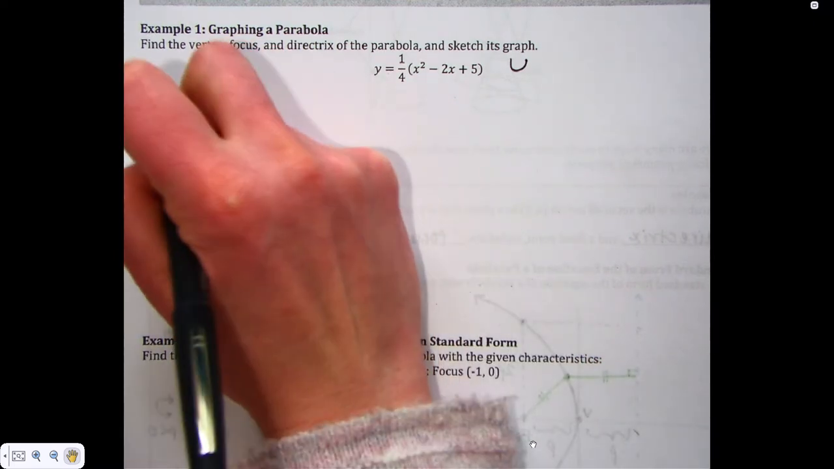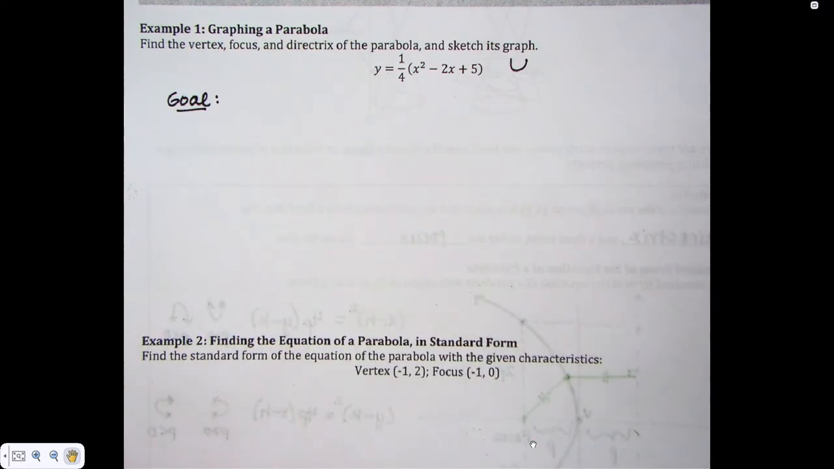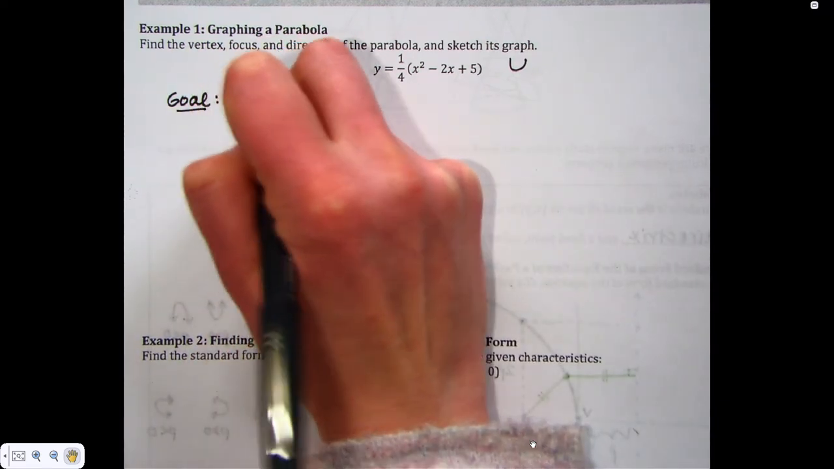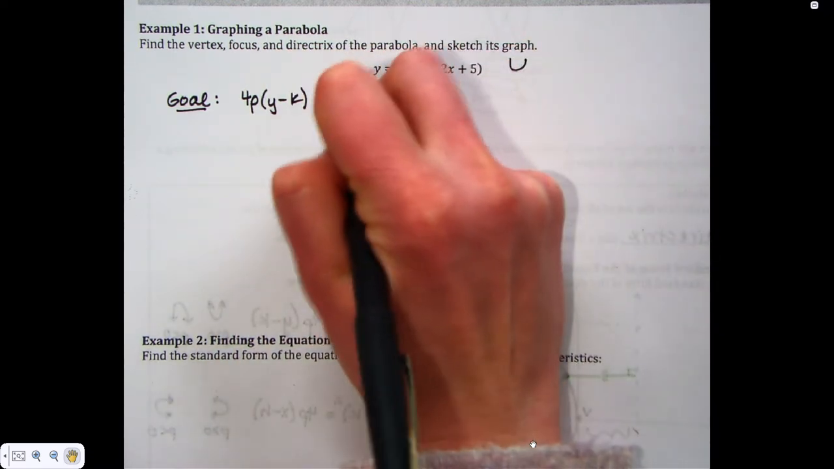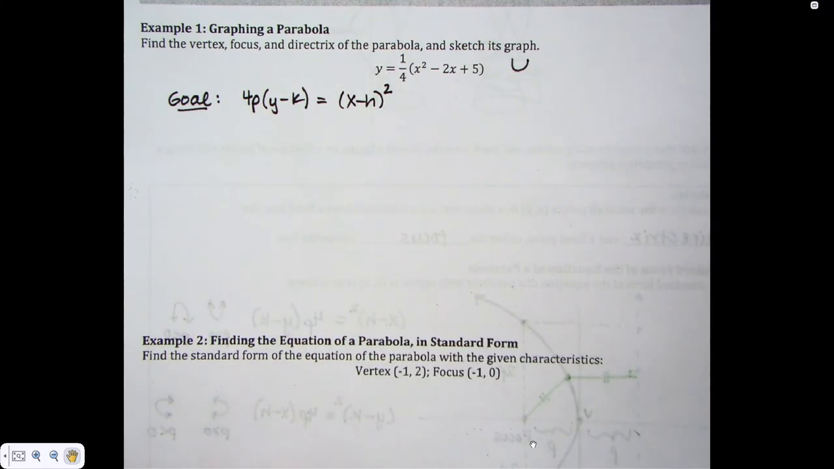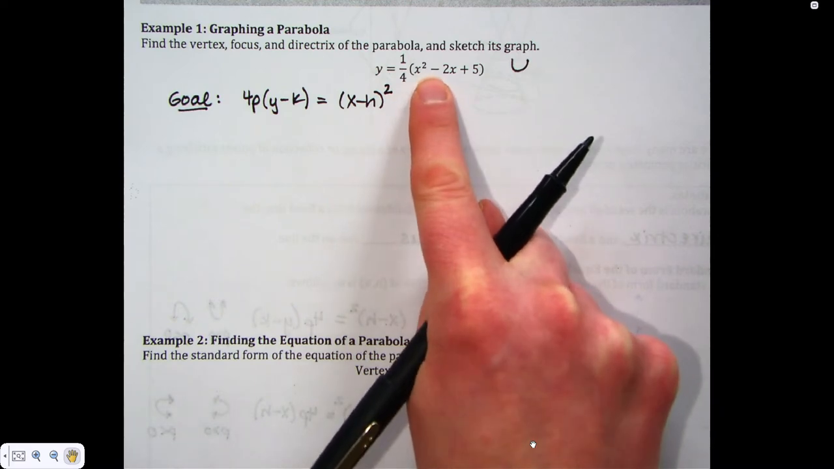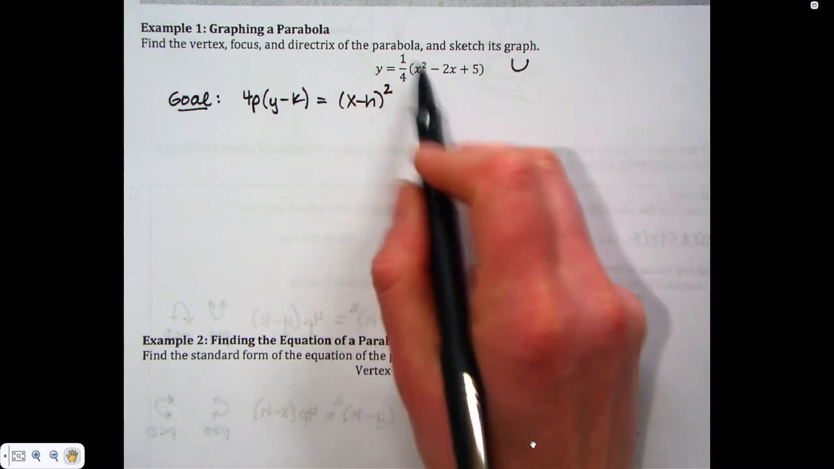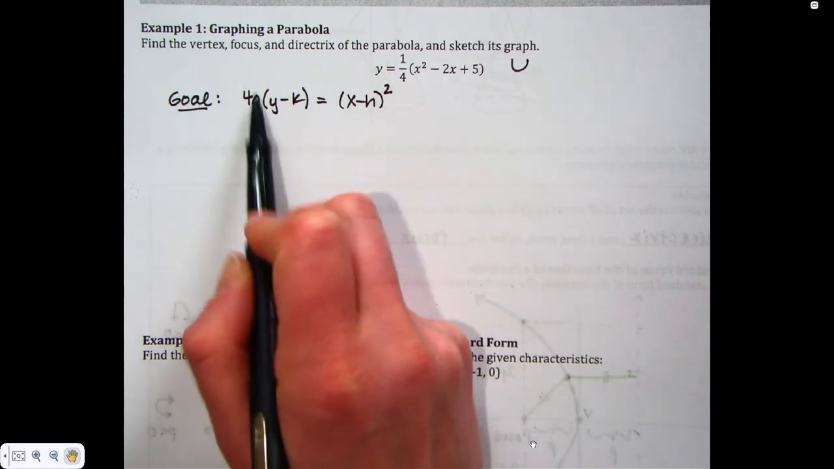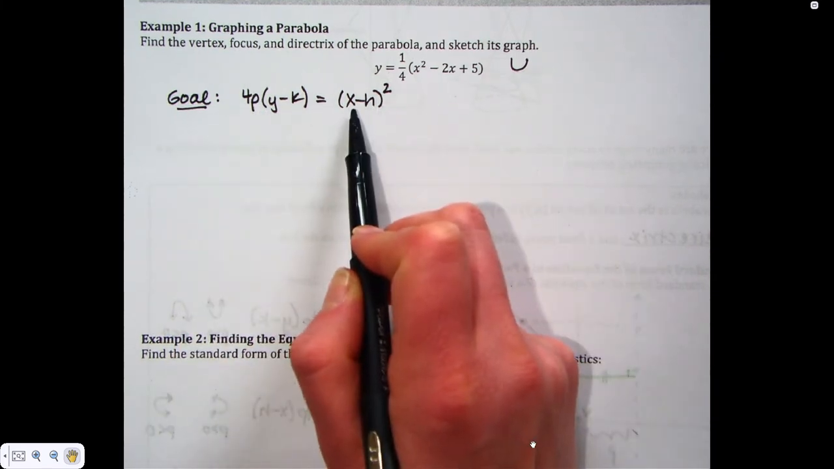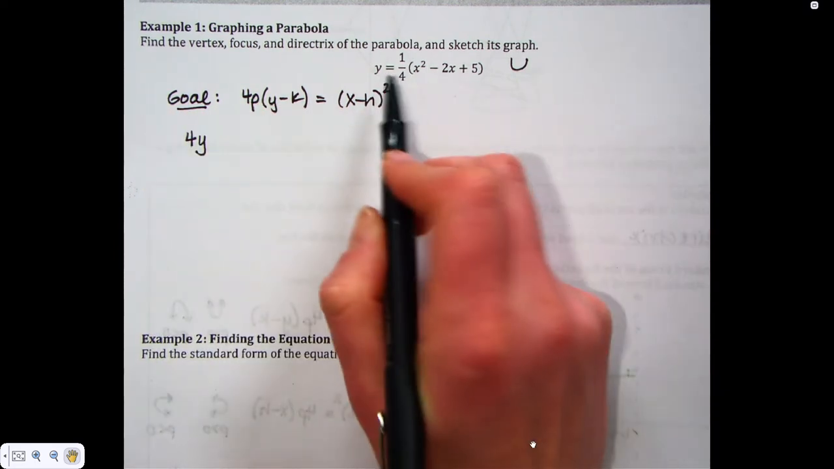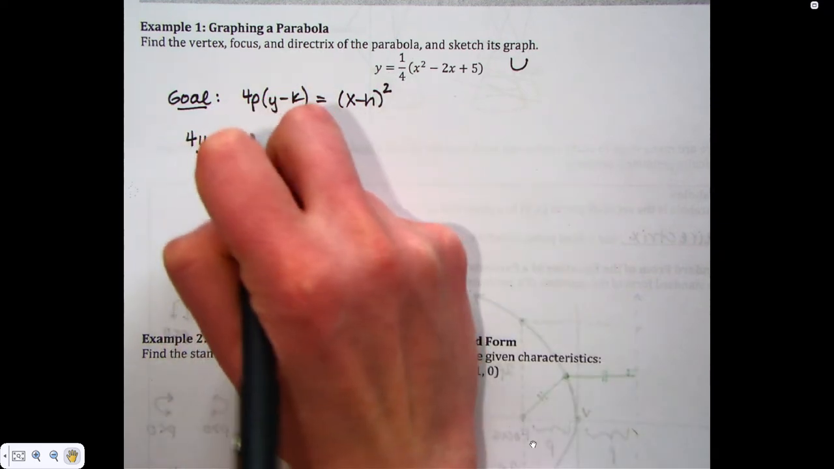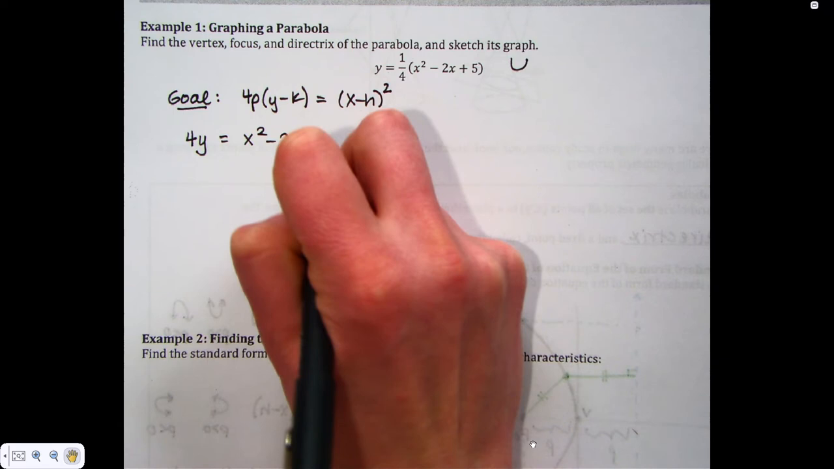My goal, remember that form we just put on our front side, my goal is to write it as 4p times y minus k, right? There's my y equals. And then I need my x minus h quantity squared. So that's where I want to get to. The coefficient, now this trips people up. Normally in chapter 2 when we did parabolas, we wanted it on the x squared, but actually we want the extra coefficient over here on the y side, and we want a 1 in front of our x squared. So the first thing I'm going to do is write it as 4y, multiplying both sides of my equation by 4, equal to x squared minus 2x plus 5.